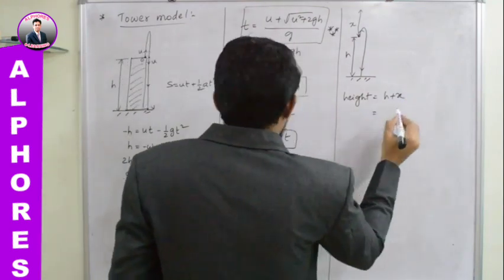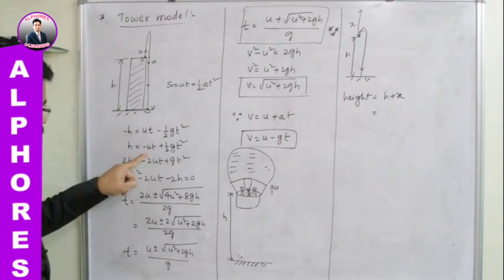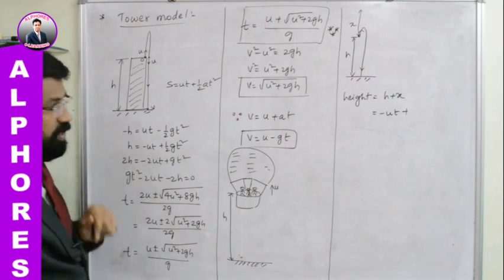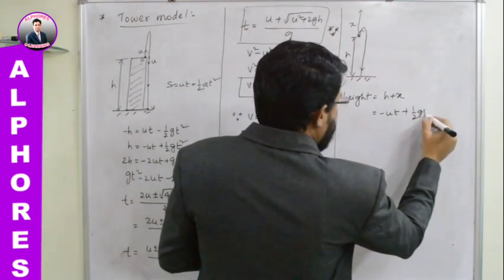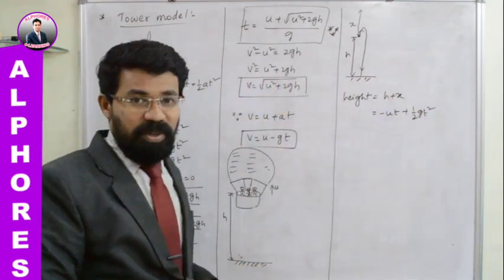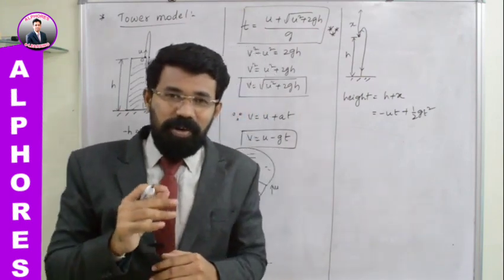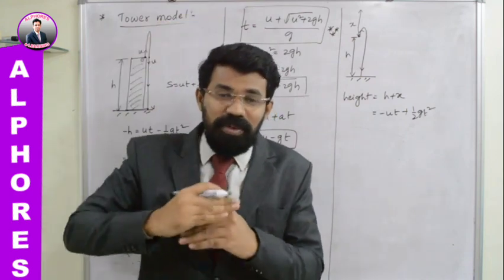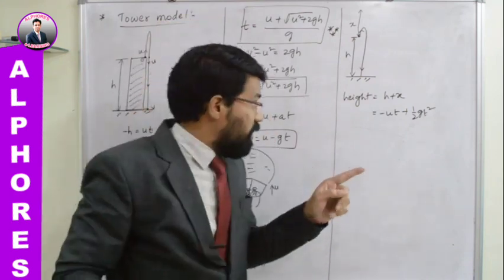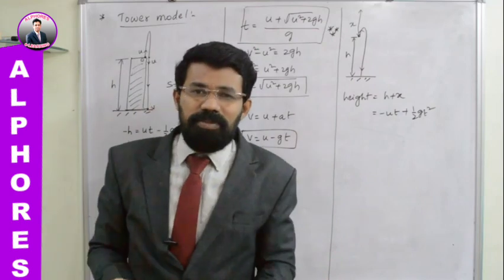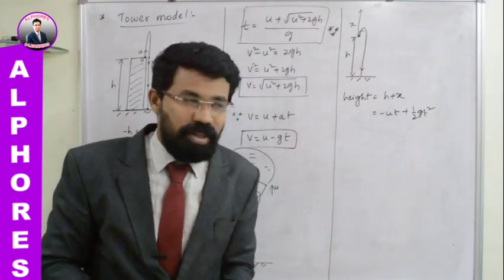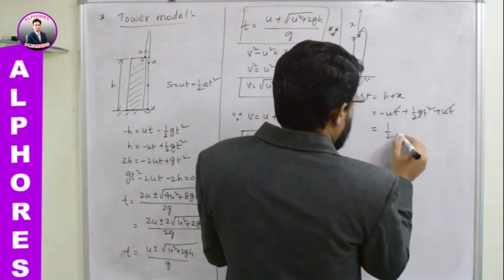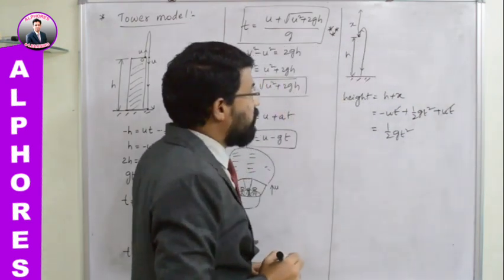And what is this h? Here we have written, this h can be written as minus ut plus half gt square. What about this x? X is the distance traveled in the upward direction. Here the hot air balloon is traveling in the upward direction with a constant velocity u. If it is traveling with a constant velocity u, in a time equal to t, how much distance will it cover? Ut. So plus ut minus ut gets cancelled.